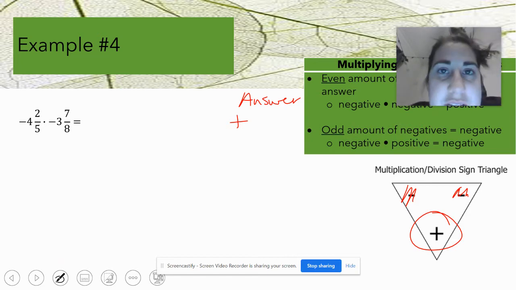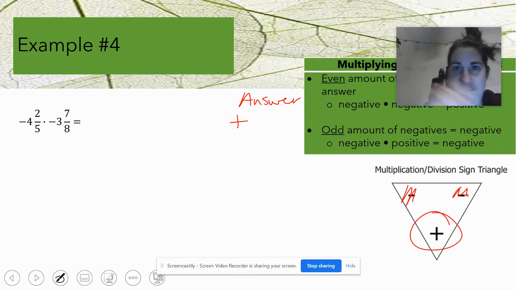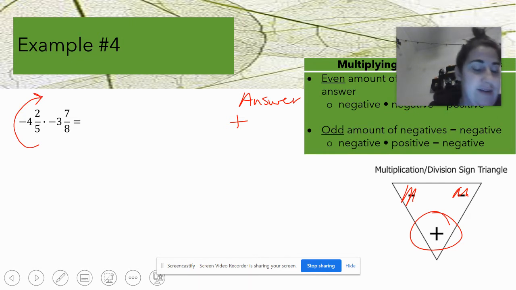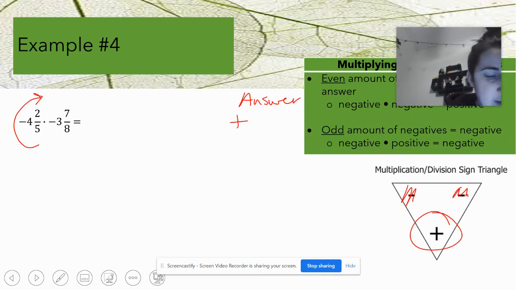Now, I'm going to change these mixed numbers to improper. And to do that, I'm going to rock around the clock. So I'm going to start at the bottom. This is what I'm talking about, walking around the clock. I'm starting at the bottom, and I'm going to go all the way to the top. So I'm multiplying 4 times 5.